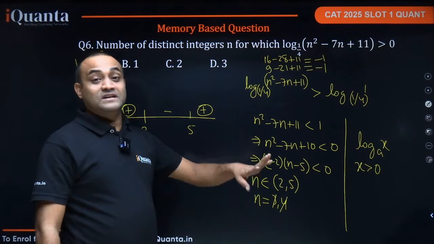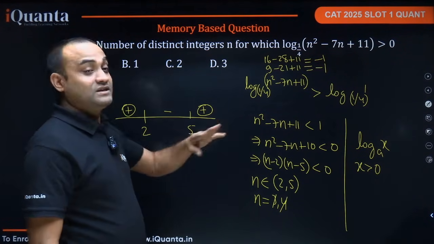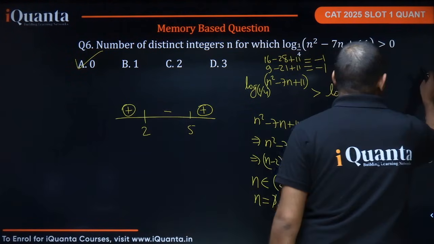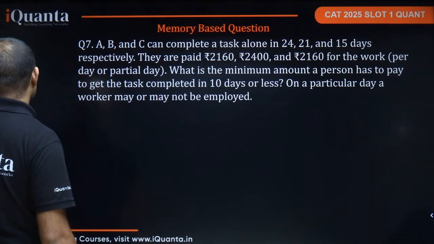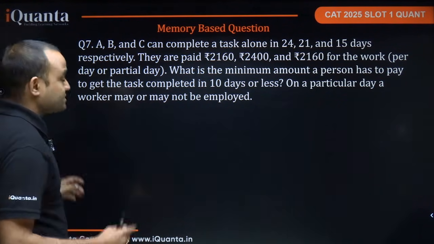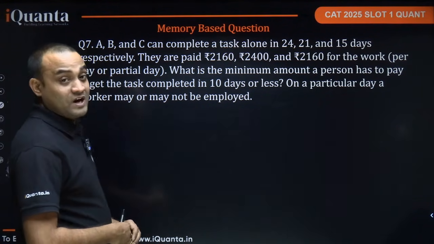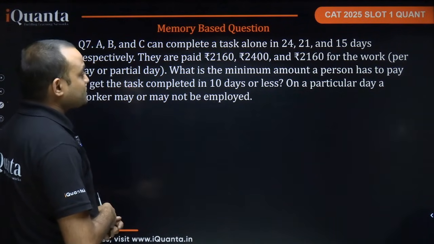And every type of option was given: 1, 2, 3. This was a big trap. That's why we always discuss during the class that whenever you are getting solutions for log, you should always recheck by putting those values in the expression. Now this was a very interesting question.